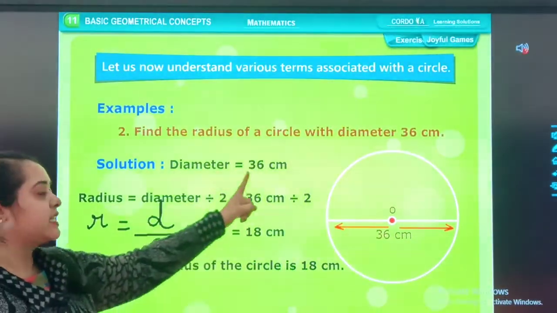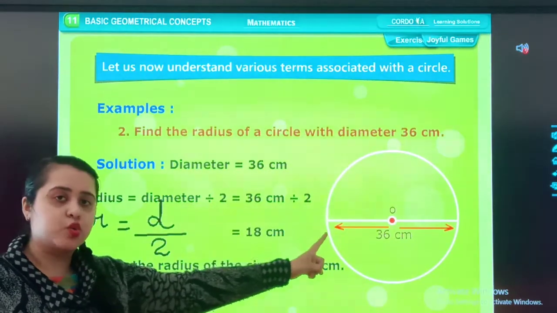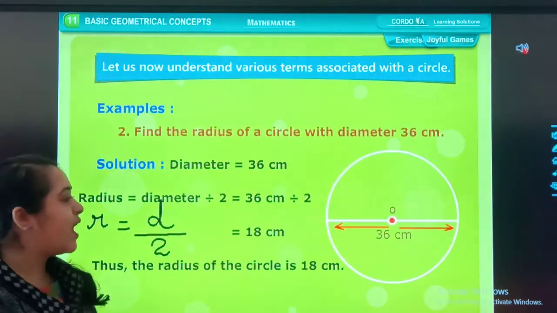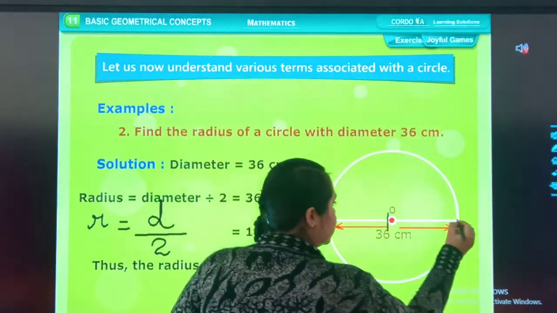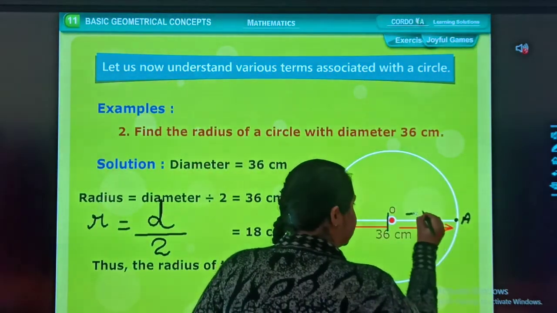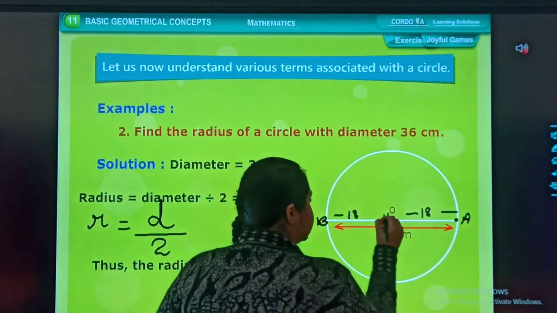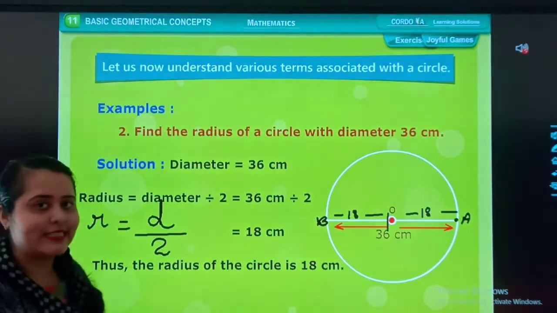The same is done here. 36 is the diameter, divided by 2. So 36 divided by 2, my answer will be 18. So I can say that the radius is 18 centimeter. 18 plus 18 equals 36. Okay, students?